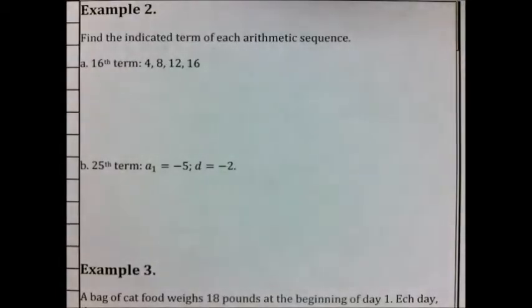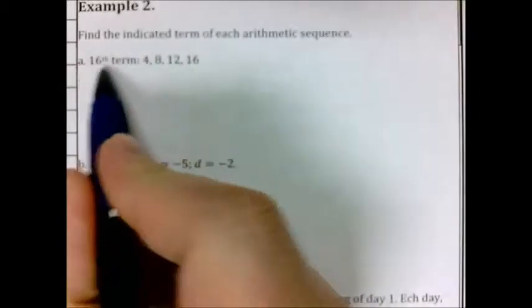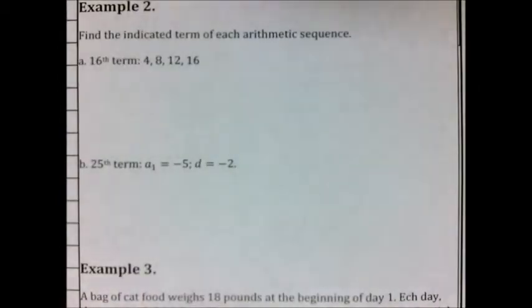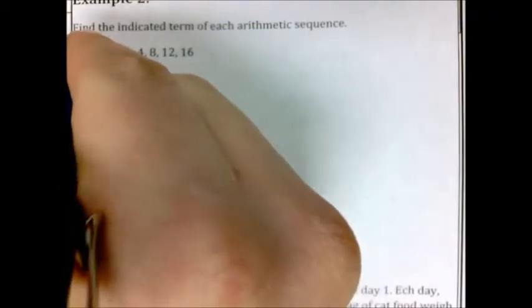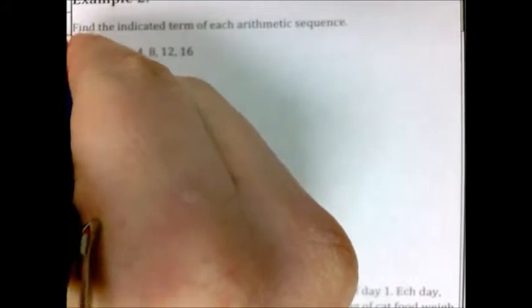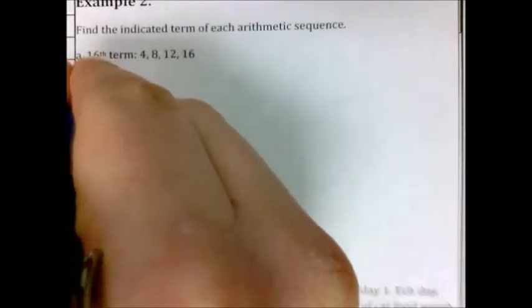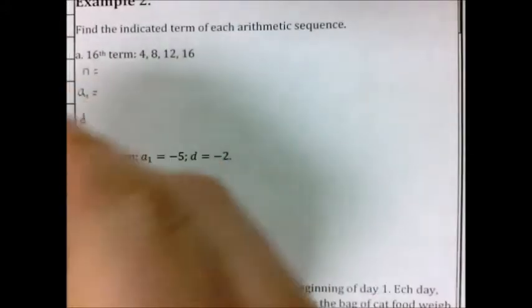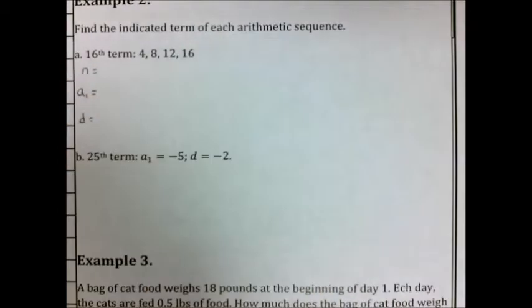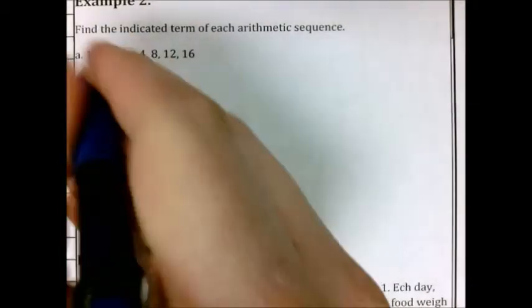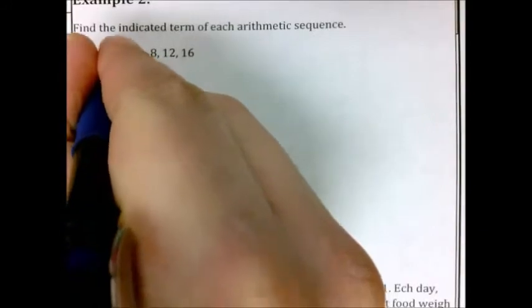Example 2 asks us to find the indicated term of each arithmetic sequence. We want to find out what the 16th term is. So in order to do this, the very first thing we need to do is identify our three things: what n is, what a sub 1 is, and what our common difference is. n is the term that we're trying to solve for, so n would be 16.